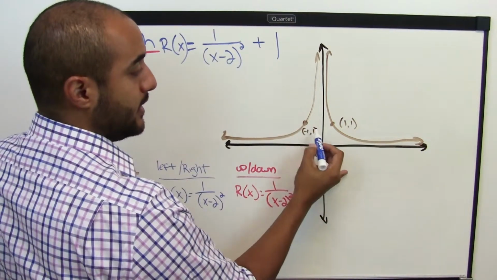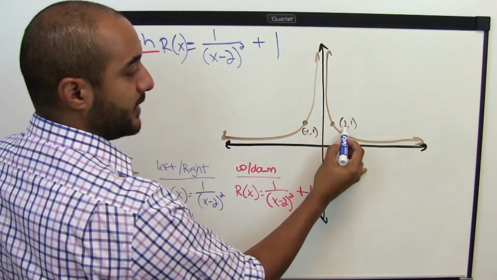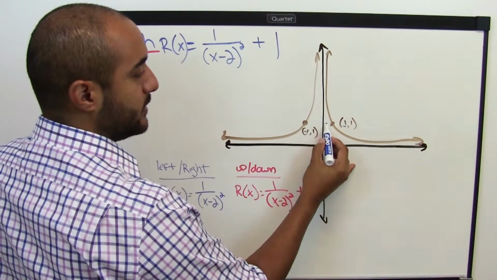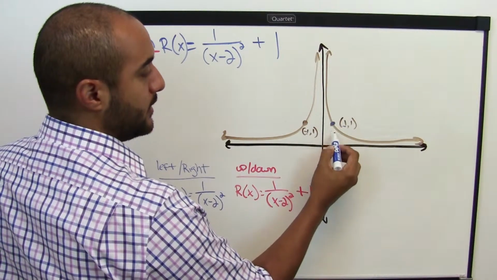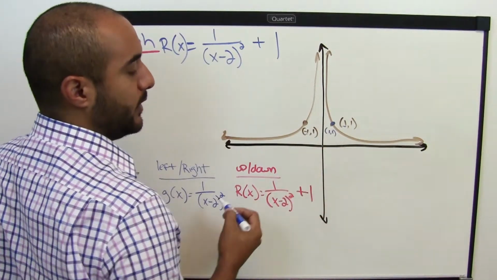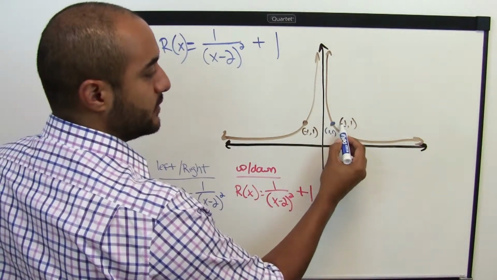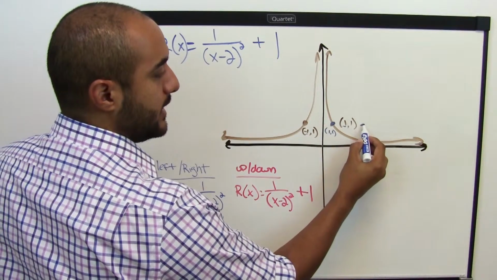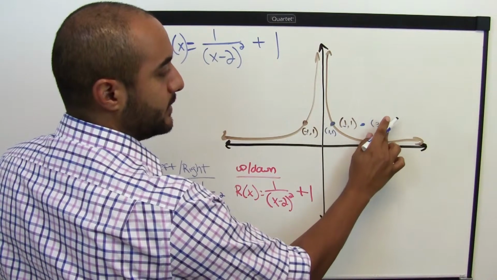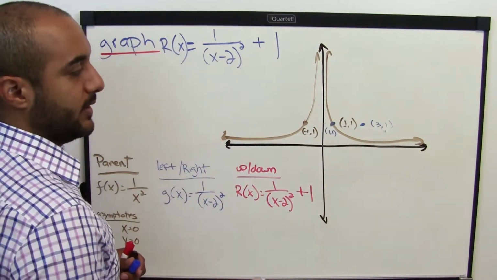So right now, I'm affecting my x coordinates. So I'll move 2 to the right, 1, 2. So this one lands here where this one was. So this is now at 1, 1. But this 1, 1 is now at 3, 1. It's at 3, 1.